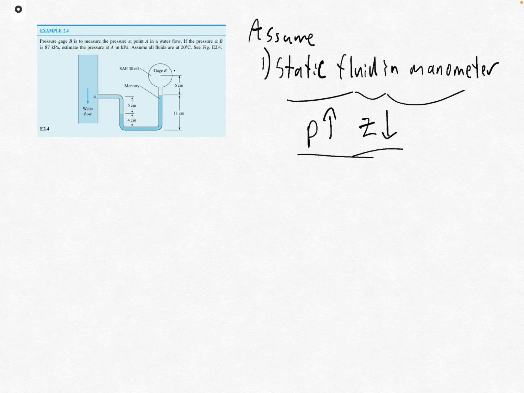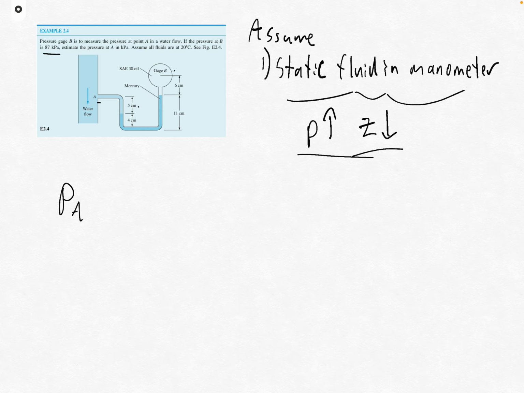Okay, so we're told that we know the pressure at B, it's just this 87 kilopascals, and we're going to try to find the pressure at A. One way to look at this problem is simply to march our way from point A over to point B. So we're going to say the pressure at A, because that's where we're going to start, and then we move down 5 centimeters within water, this first fluid that we have in the intervening location.